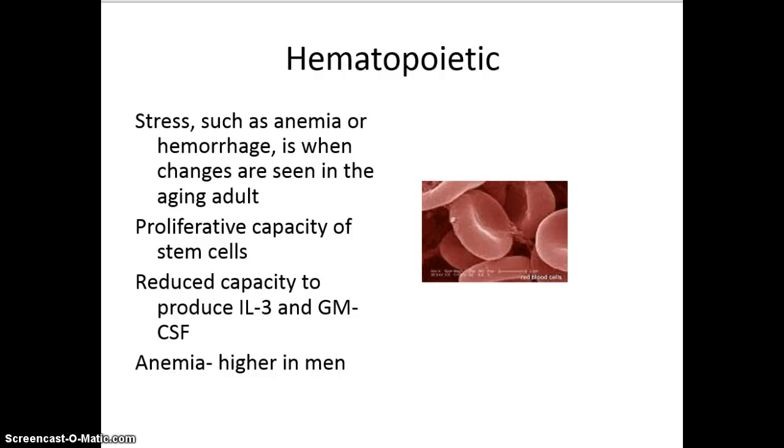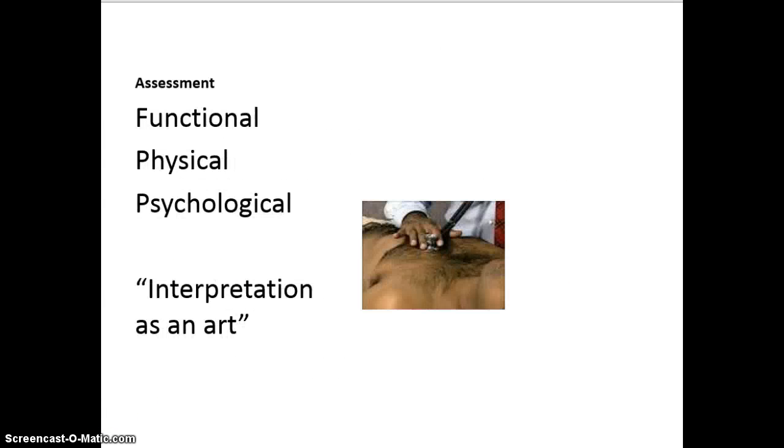treatment. As far as the hematopoietic system, we know things like anemia and hemorrhage can be seen. When we look at blood cells, we know that the stem cells from continual shortening of the telomeres can cause some changes in the ability of the blood cells to reproduce, and the reduced capacity to produce some of those then can cause some changes in our ability to blood clot and make new red blood cells.